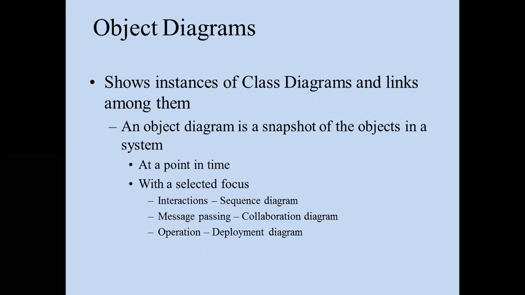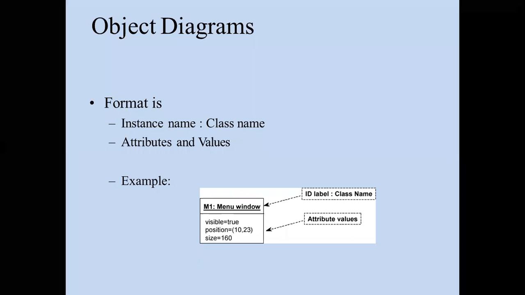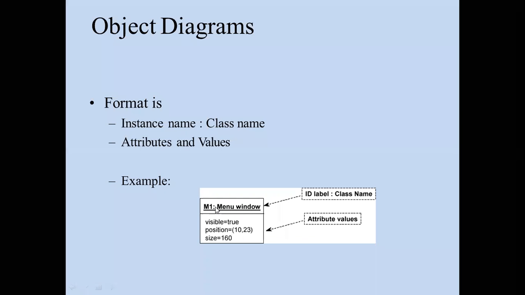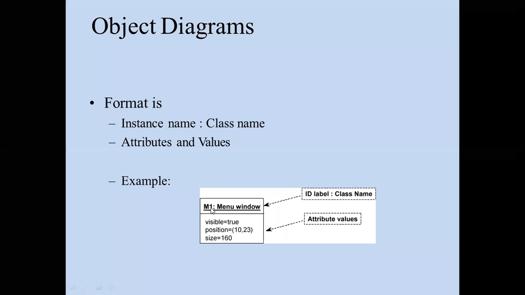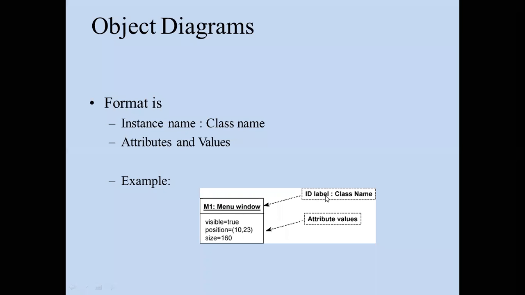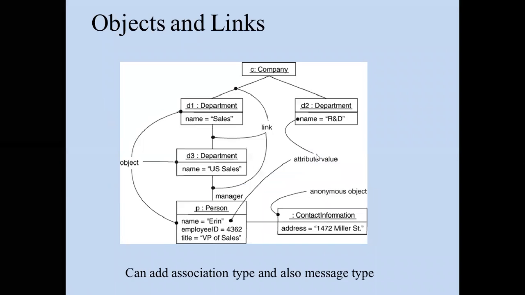Then next we have seen the object diagram also. This is the example. The format is instance name, that is, here you can see the object name m1, and this is the class name. The object name colon class name should be underlined. This is the syntax: the object name, then class name, and then attributes with their values. This is the object diagram.